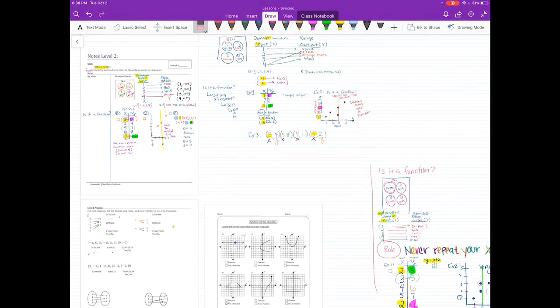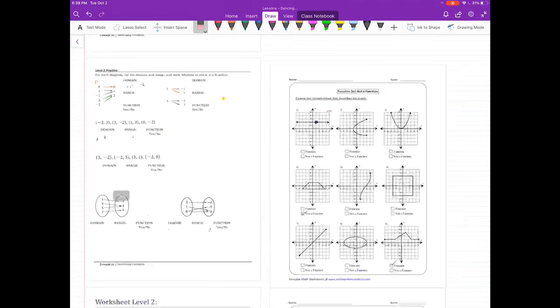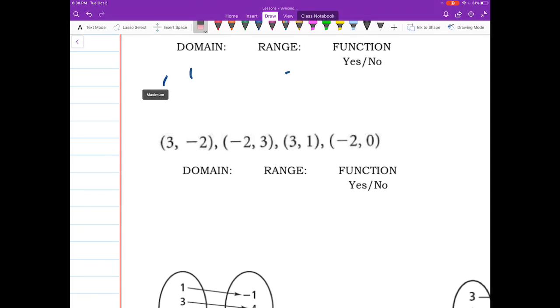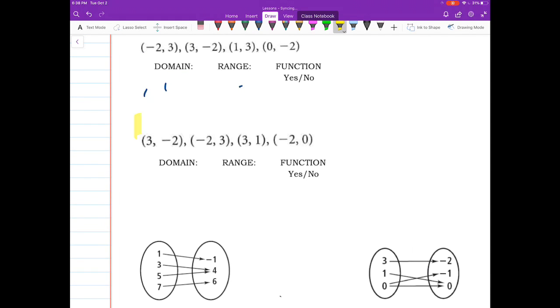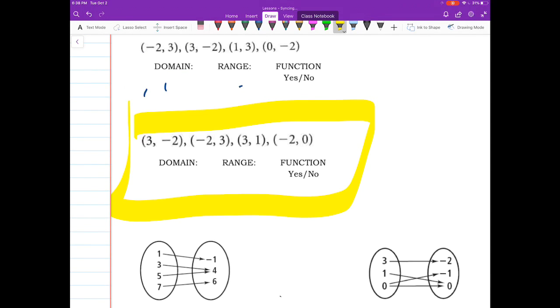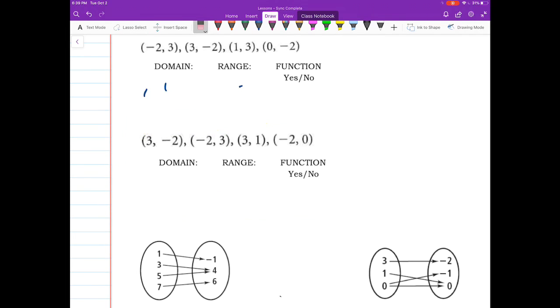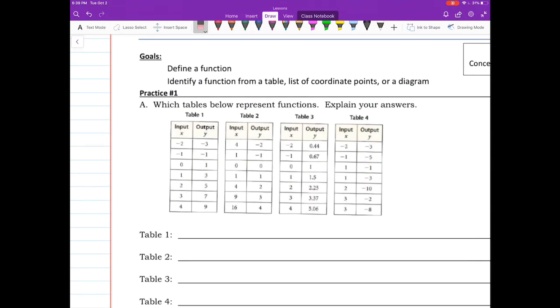Hey guys, so I just wanted to really quickly go over today's lesson. We talked about some questions that are going to be on the interim. So basically, look at this. Looking at this, is this a function? Another thing that they're going to give you is, let's say this. And they're going to ask you, is that a function?